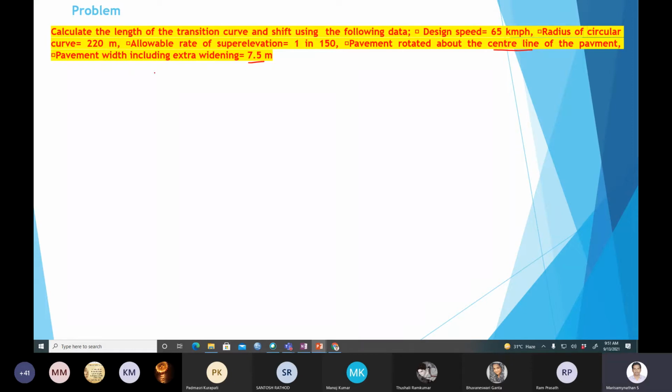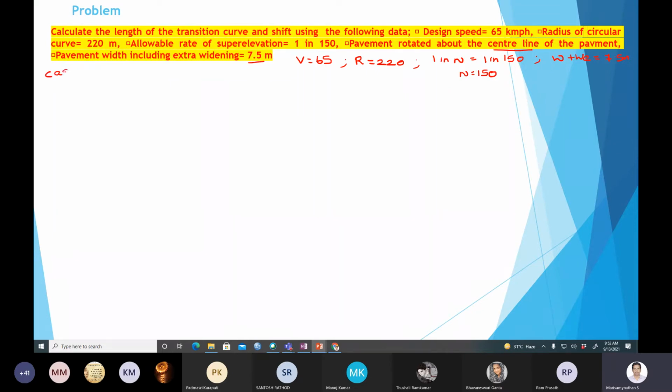So let me write what data they have given. V is given as 65, radius of the curve R is given as 220 meter, allowable rate of super elevation 1 in n is equal to 1 in 150, so the n value is nothing but 150. Extra widening: W plus WE is equal to 7.5 meter. These are the details they have given. Let us estimate the value with respect to the three cases.